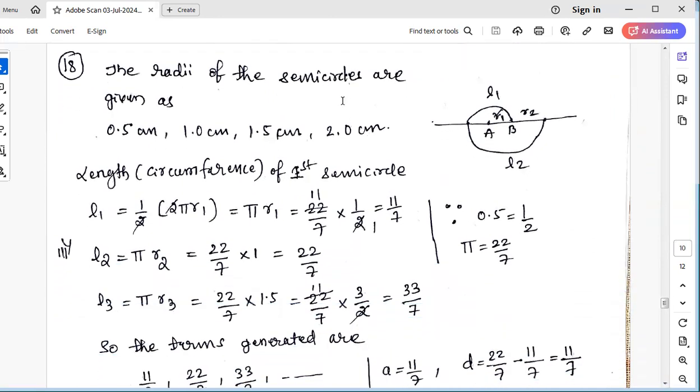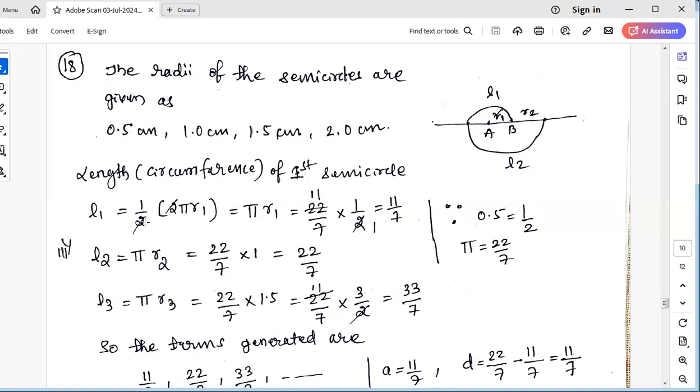The radii of the semicircles are given as 0.5 centimeter, 1 centimeter, 1.5 centimeter, 2 centimeter. First, you take the first semicircle. For that, let us say its length is L1. The formula is 1 by 2 into 2 pi R1, because 2 pi R1 gives the circumference of the whole circle. But these are semicircles.